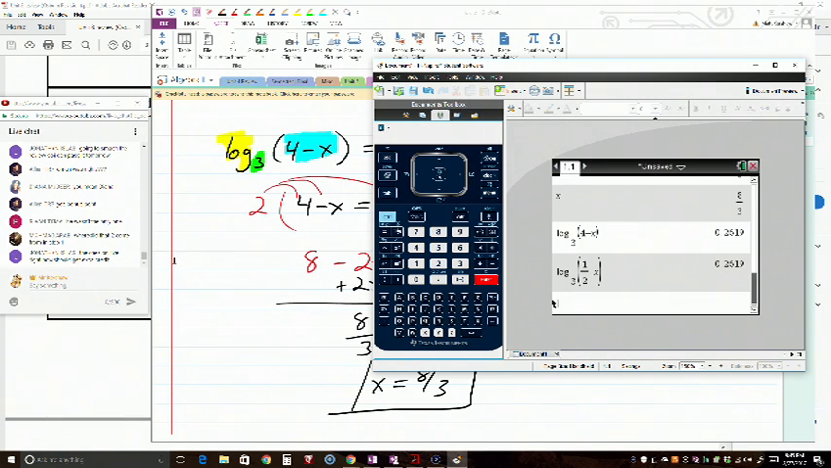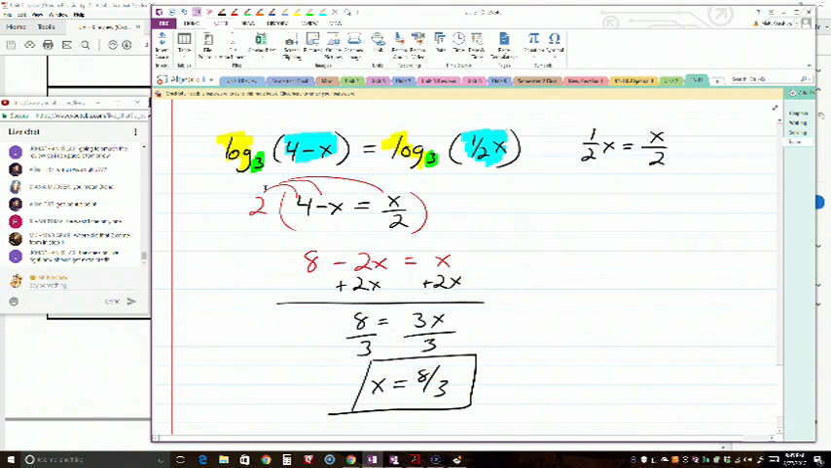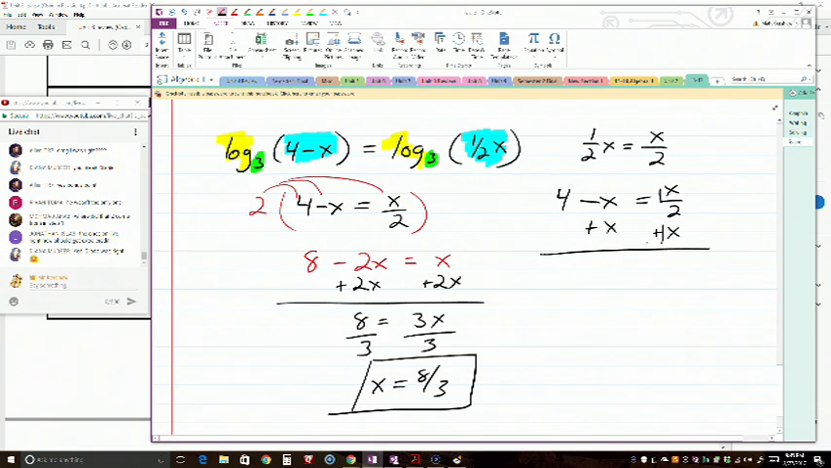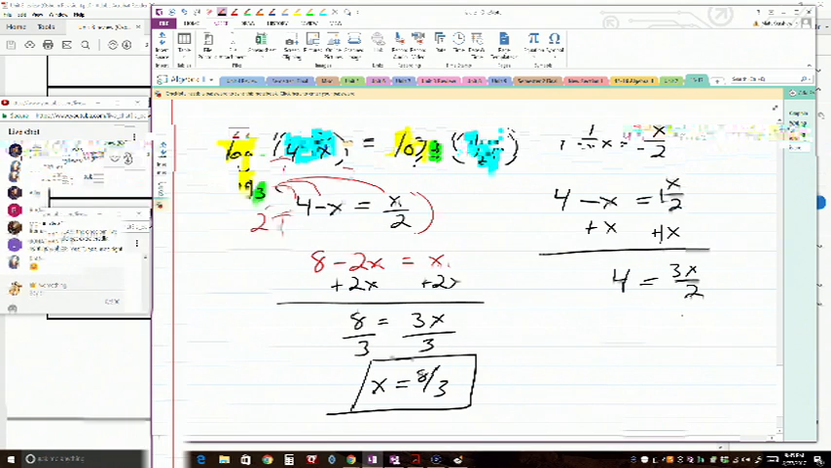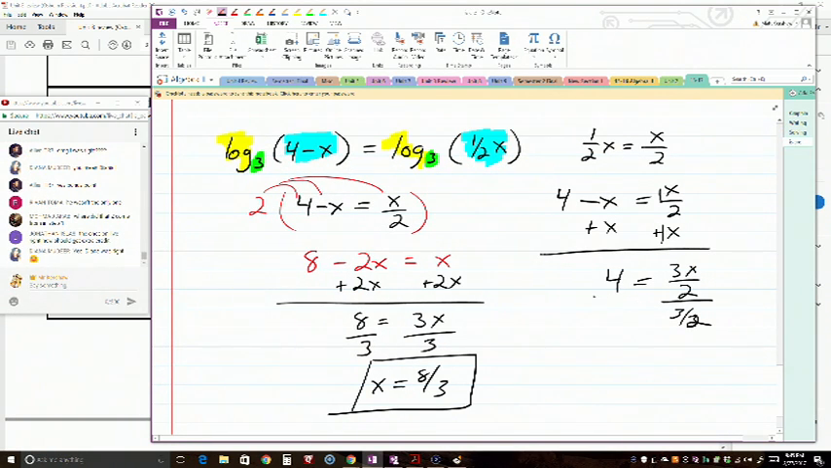Okay, so where did the 2 come from? This 2 is because I didn't want to work with the fraction. Now you could, if I added 1x to both sides, 1/2 plus 1 gives you 3x over 2. And then if you want to divide both sides by 3/2, you would have come up with the same answer, 8/3.